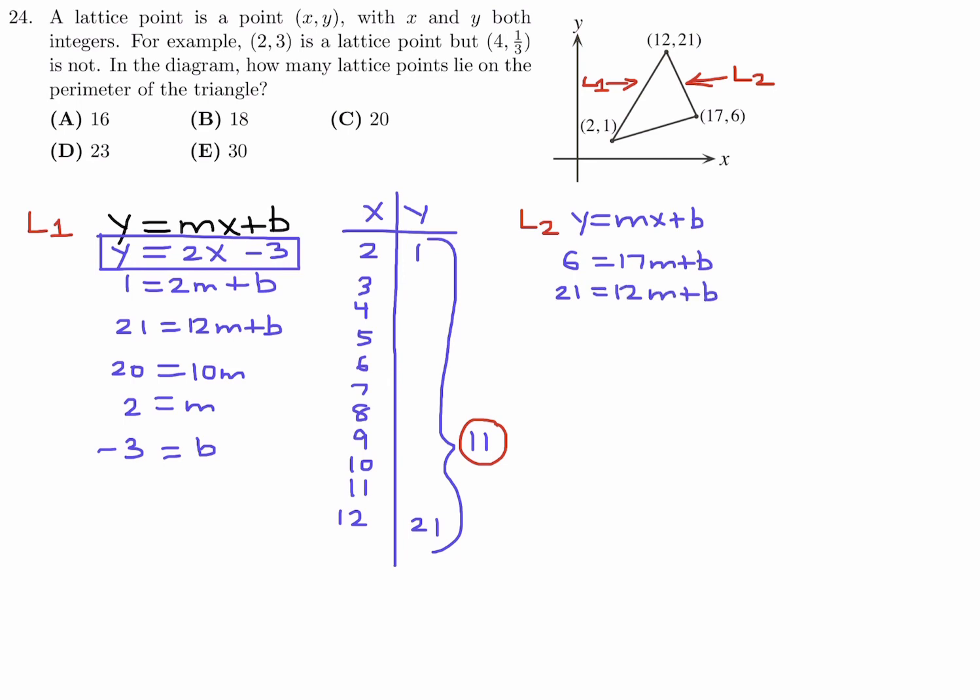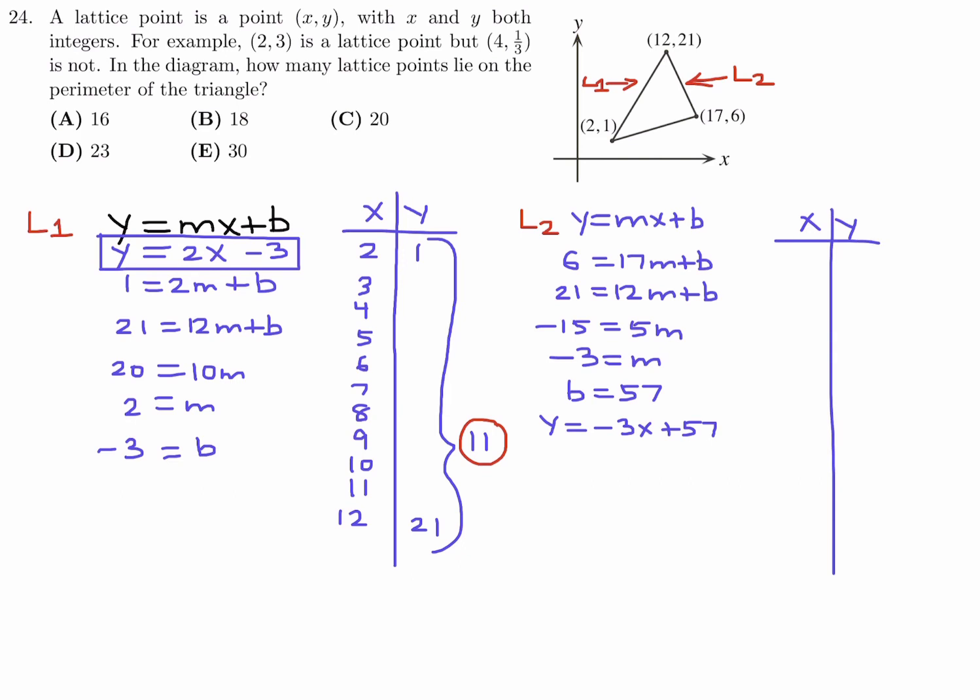Subtracting, we get minus 15 is equal to 5m. And therefore m is equal to minus 3. Plugging m back into any one of those will solve for b. And if we do, we get b equal to 57. So our equation is basically y is equal to minus 3x plus 57. Okay?